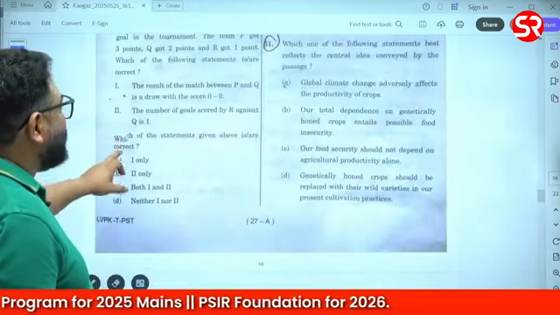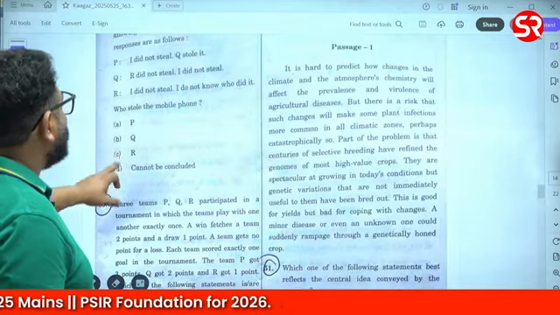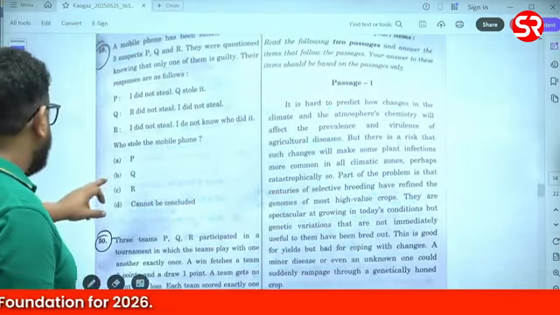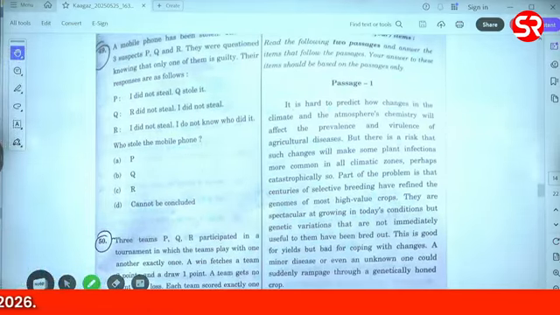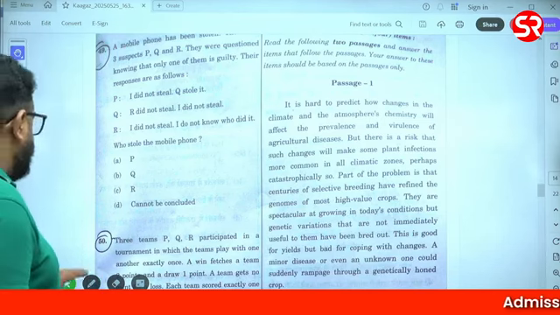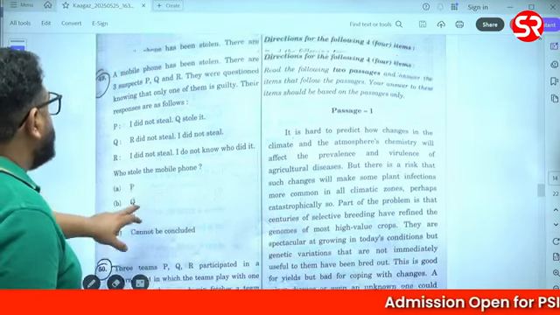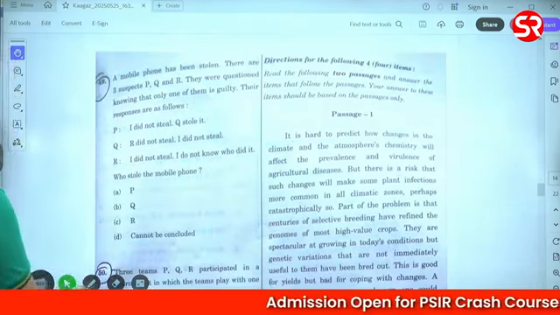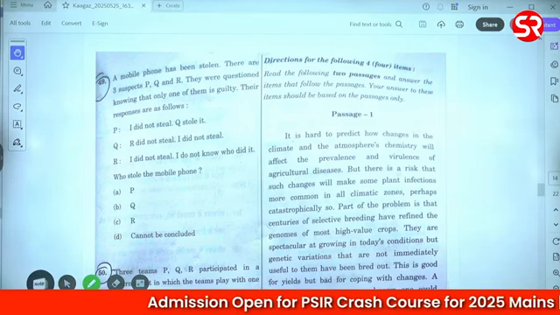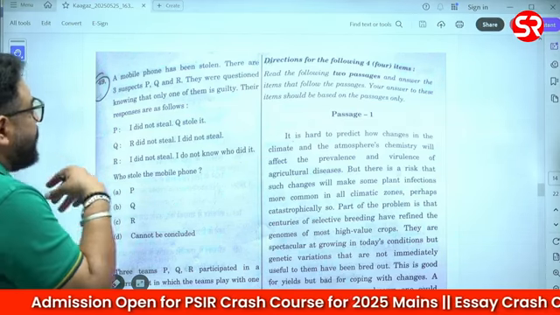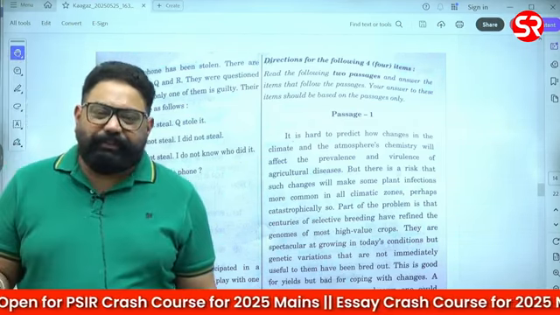Great in terms of as well. Yes? Let's check. 49. He says a mobile phone has been stolen. There were 3 suspects, P, Q, and R. They were questioned. Only one of them is guilty.